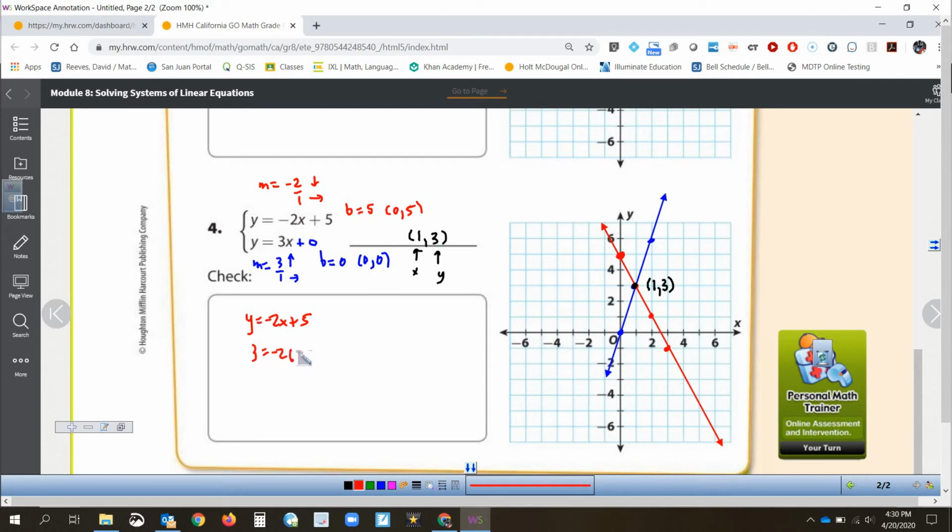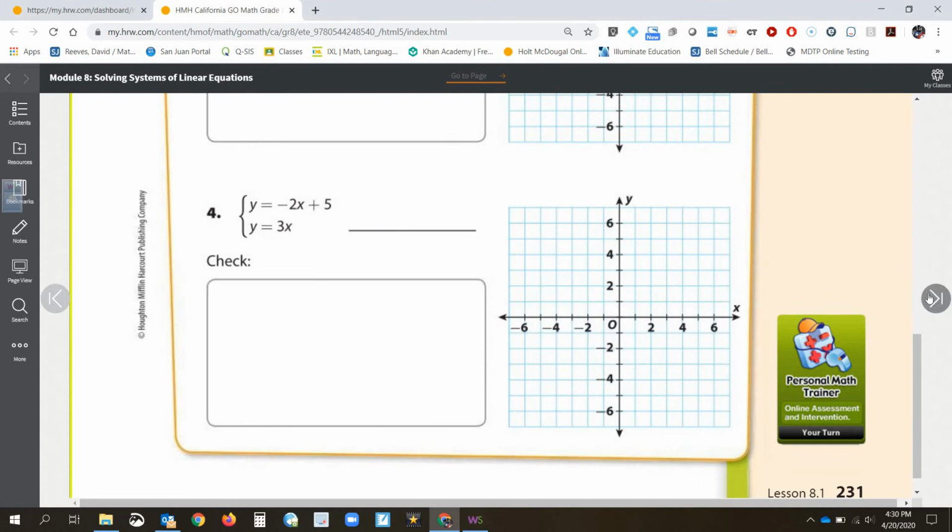And I'm going to put in 1 for my x, and when I do that, I get 3 equals -2 plus 5. I get 3 equals 3, and it checks. So that proves that it makes the first equation true. My second equation, y equals 3x. Again, I'm going to put in 3 for y. I'm going to put in 1 for x, and I get 3 equals 3. It makes that one true as well. So we solved it by graphing and we solved it by substitution.